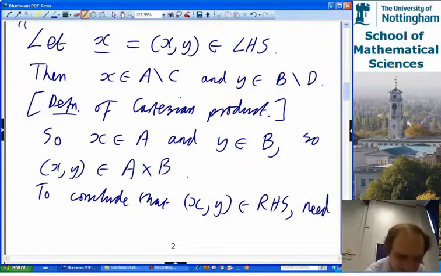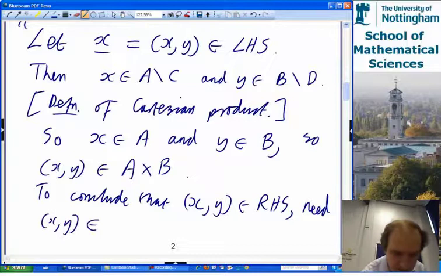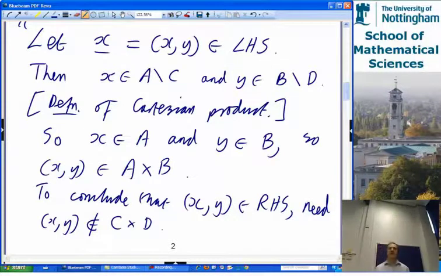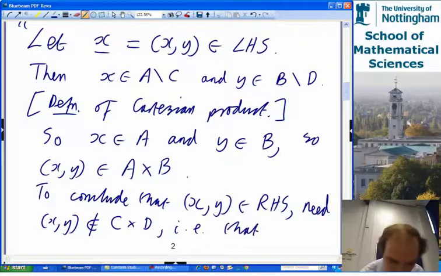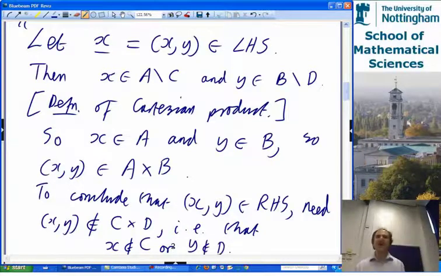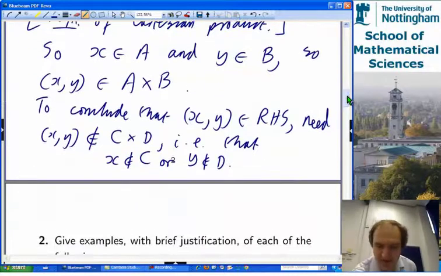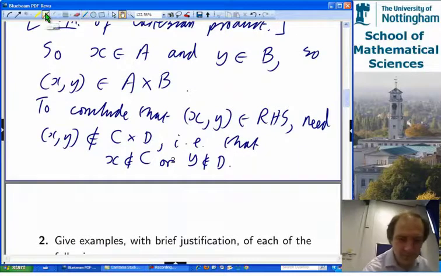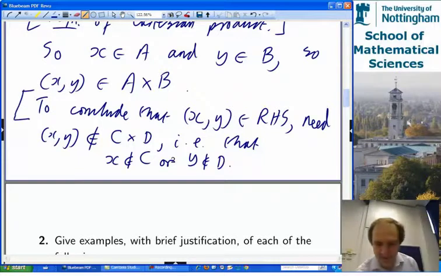So you need xy not to be in C cross D. For that, you need x is not in C or y is not in D. But actually, here we've got both. So you've actually got more information than you need. Put that in brackets as well.